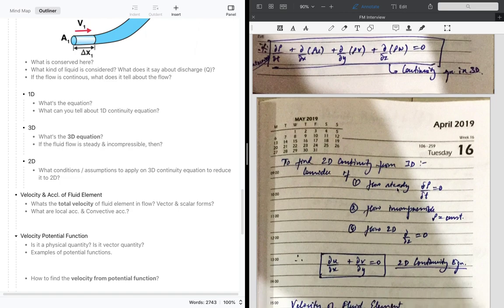So there are three assumptions. The flow is steady, that means nothing changes with respect to time. Then it is incompressible. And then it's a 2D flow. So these are the three conditions for the 2D equation. As you've seen, if the fluid is steady and incompressible, then it becomes a 2D equation. These are the basic assumptions for the 2D equation.